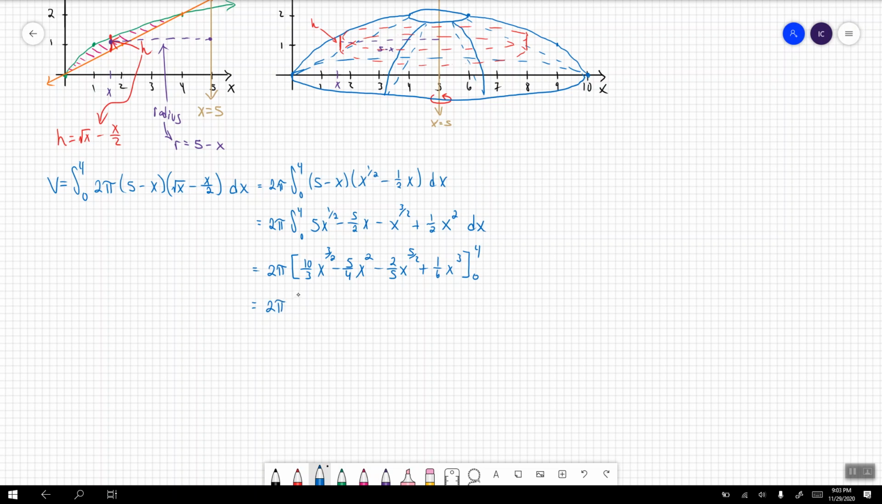So evaluating this function, now every single term is a monomial, and they all contain a variable of x. So if I insert the value of 0 into each term that's a monomial, everything's going to cancel. So I'm only going to evaluate this function at 4. So I'm going to have 10/3 times 4 to the power of 3/2 minus 5/4 times 4 to the power of 2 minus 2/5 multiplied by 4 to the power of 5/2 plus 1/6 multiplied by 4 to the power of 3.